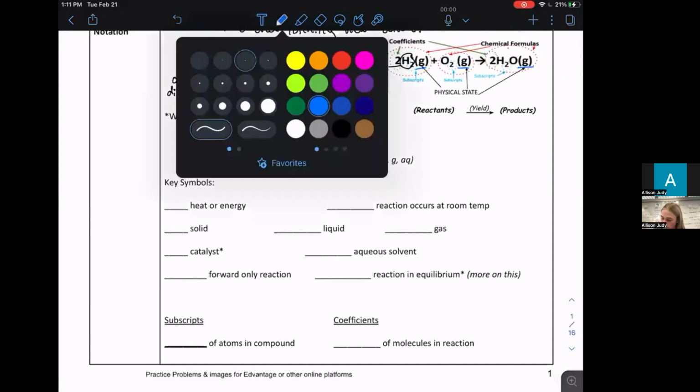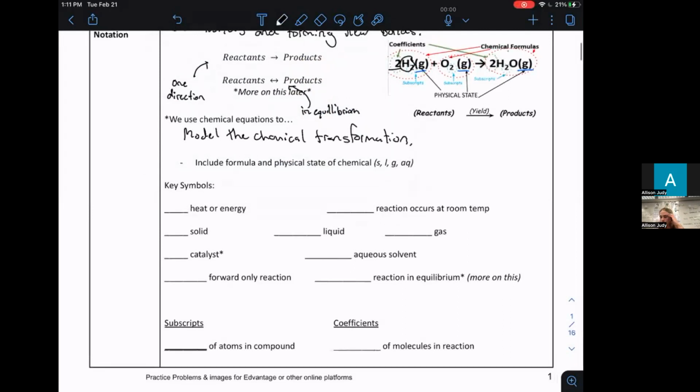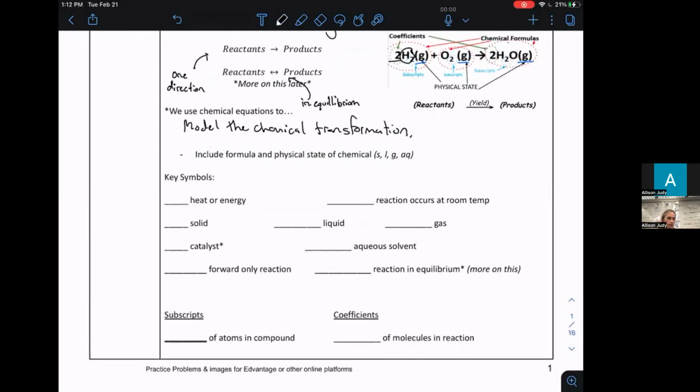So chemists use chemical reactions to model the chemical transformations. That's kind of obvious, but there you go. It's a way of notating what's occurring and recording the compounds that are reacting and how much of each compound is reacting, as well as states of matter and whatever else you include.